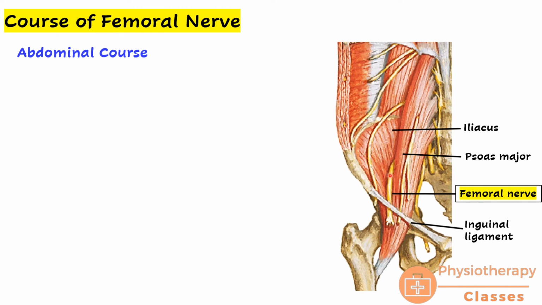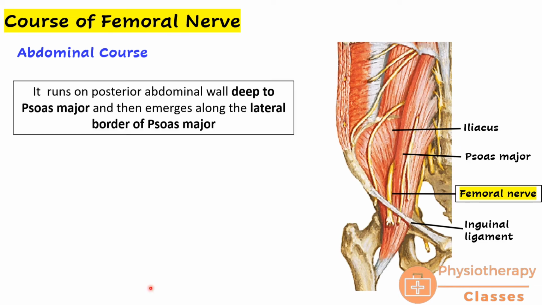Now here you can see this femoral nerve, but you cannot see the femoral nerve from its origin till it reaches the iliac fossa because it is covered by psoas major muscle. So after it is formed from the lumbar plexus, it is going to run on the posterior abdominal wall deep to which muscle? Deep to the psoas major muscle. So it runs on posterior abdominal wall deep to psoas major and then emerges along the lateral border of psoas major. That's what you can see. Here it is emerging along the lateral border of psoas major muscle.